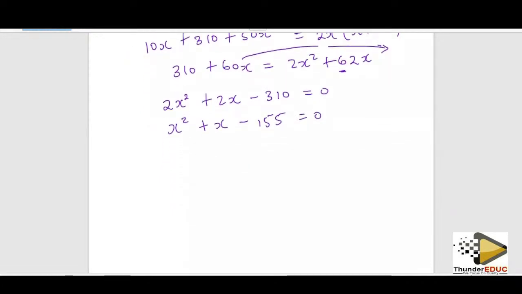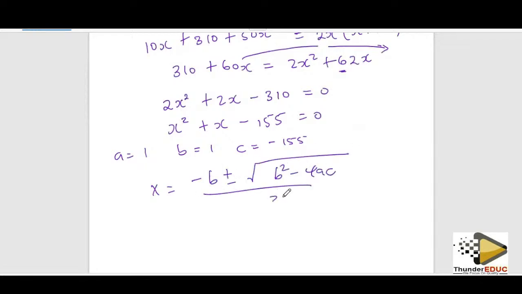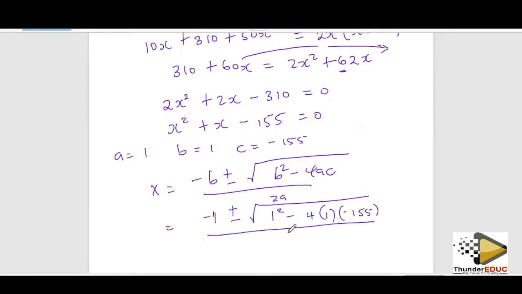Then I can use my quadratic formula to solve for x. So a is 1, b is 1, and c is negative 155. Because when I look at negative 155 and 1, I can't find numbers that I can easily multiply and subtract to give me that kind of combination. So x is negative b plus or minus the square root of b squared minus 4ac, over 2a. So that's going to be negative 1 plus or minus the square root of 1 squared minus 4, our a is 1, this is negative 155, and I'm dividing it by 2 times 1.